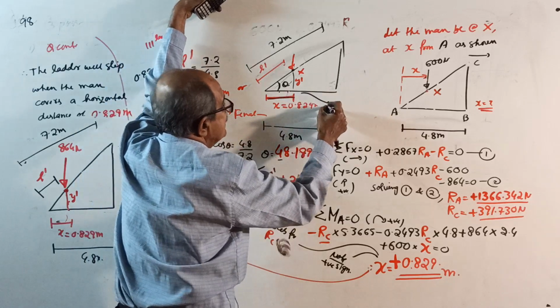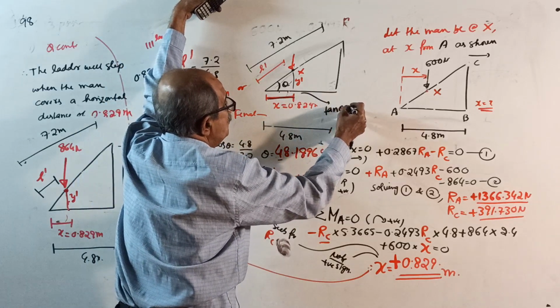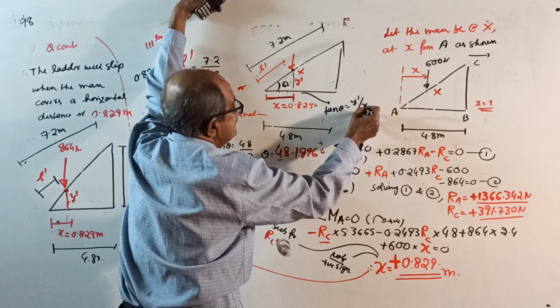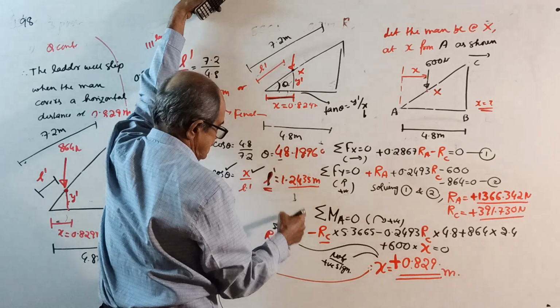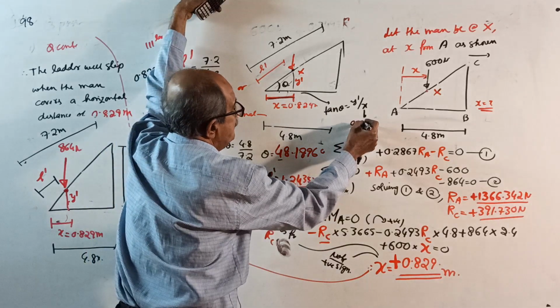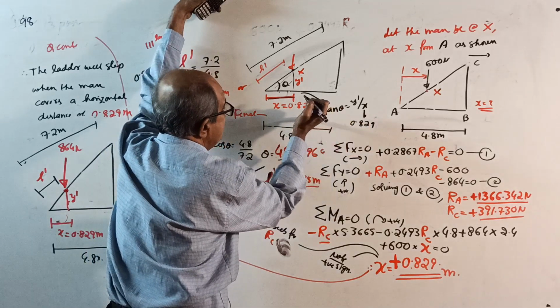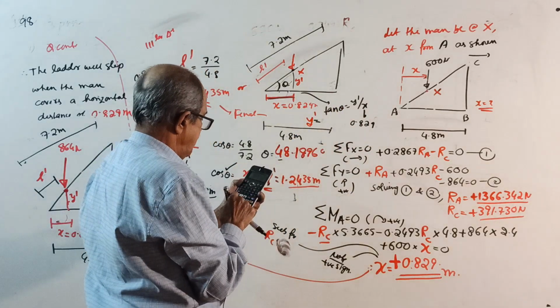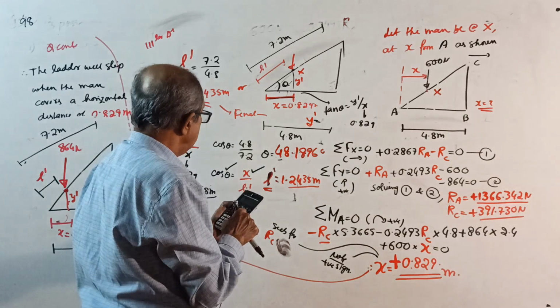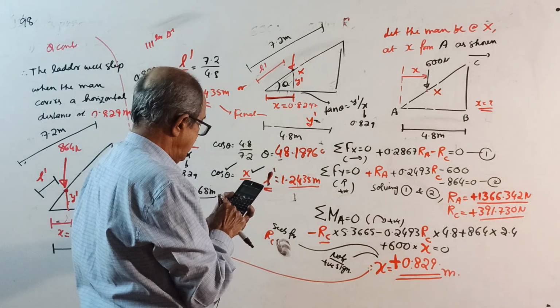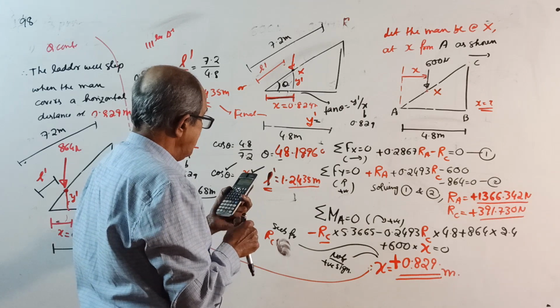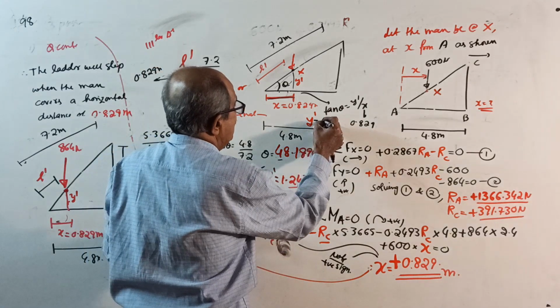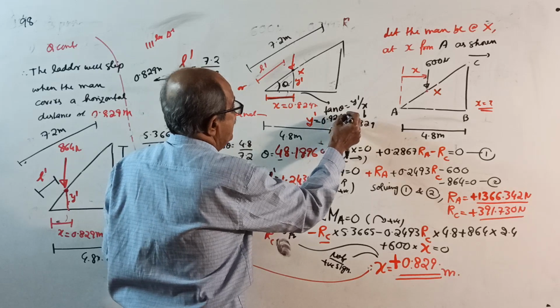Or if I use the other calculation, once you get the x value, write tan theta equal to y dash divided by x. Substitute x equal to 0.829 meter. My guarantee, your y dash will come: 0.829 into tan of 48.1896, which is 0.9268 meter. See, I told 0.9268 meter.